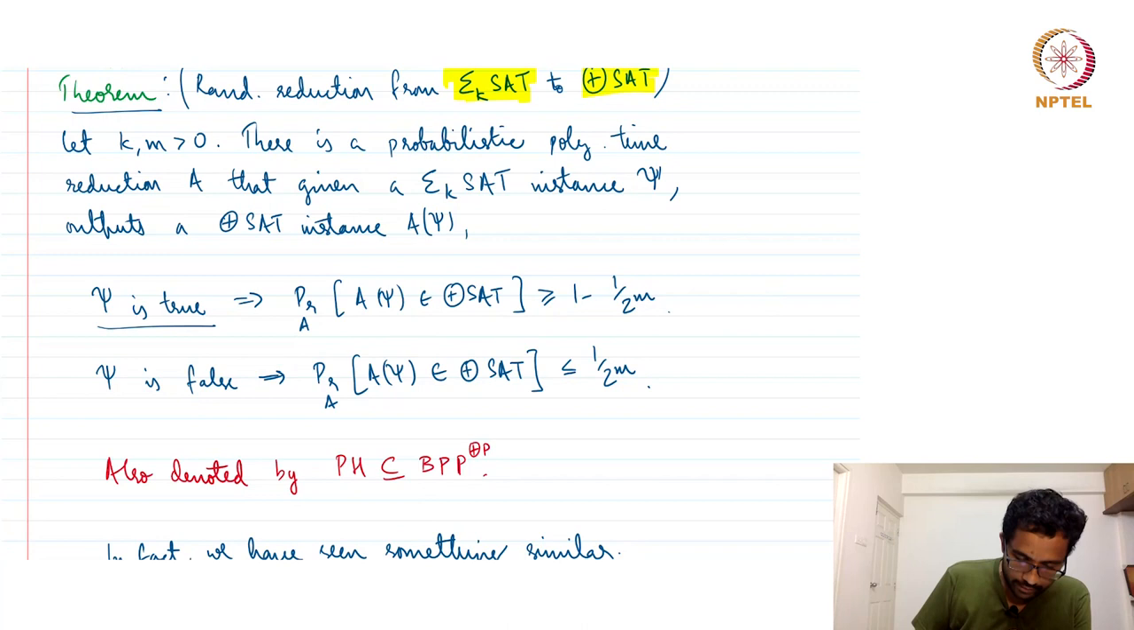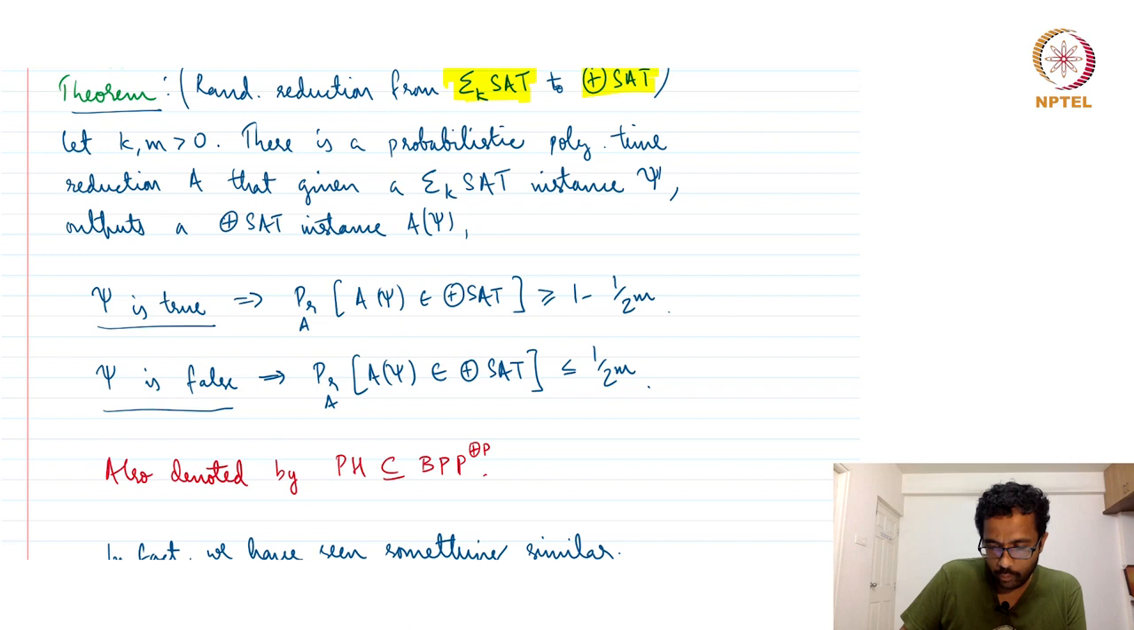Similarly, when the Sigma k SAT instance psi is false, then A psi is very unlikely to be in parity SAT, and with probability 1 minus 1 by 2 to the power m, with very high probability, this correspondence is maintained. So it's not a deterministic, foolproof correspondence where a yes instance here is always mapped to a yes instance there. But if psi is true, we are very likely to have A psi being a yes instance of parity SAT, and if psi is false, we are very likely to have A psi being a no instance of parity SAT.